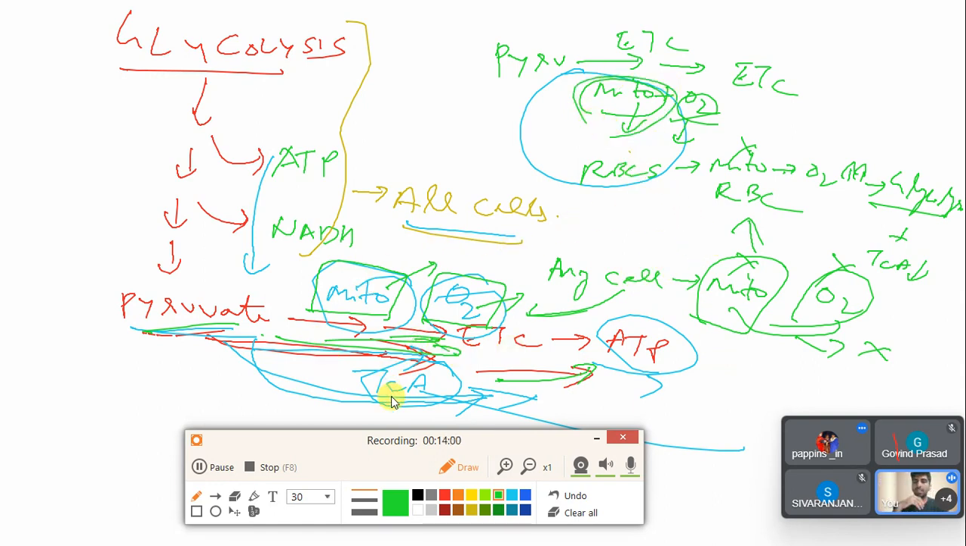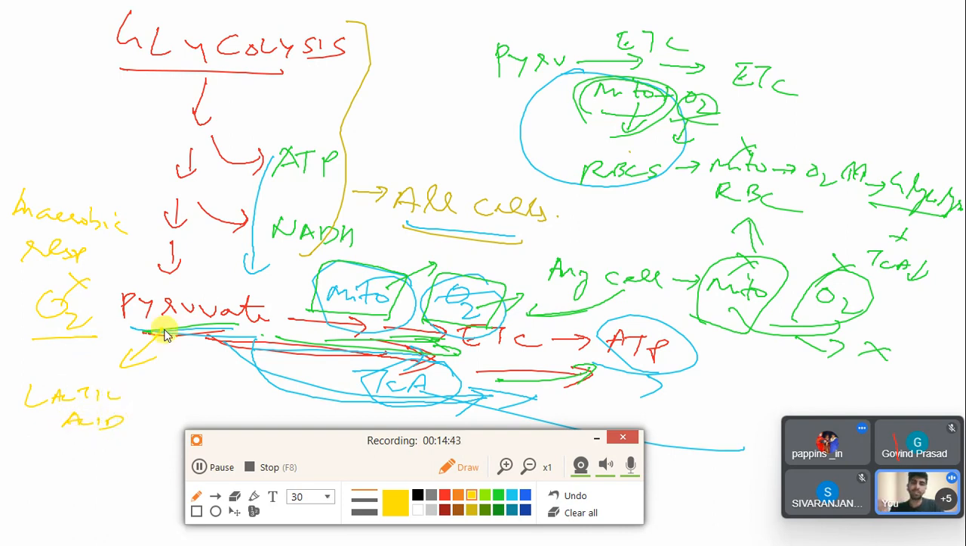So what is the other pathway? We have read that this is aerobic respiration. What about the other pathway? Where does the pyruvate go if there is no oxygen present? We have learned about anaerobic respiration. When there is no oxygen, it forms lactic acid, right?